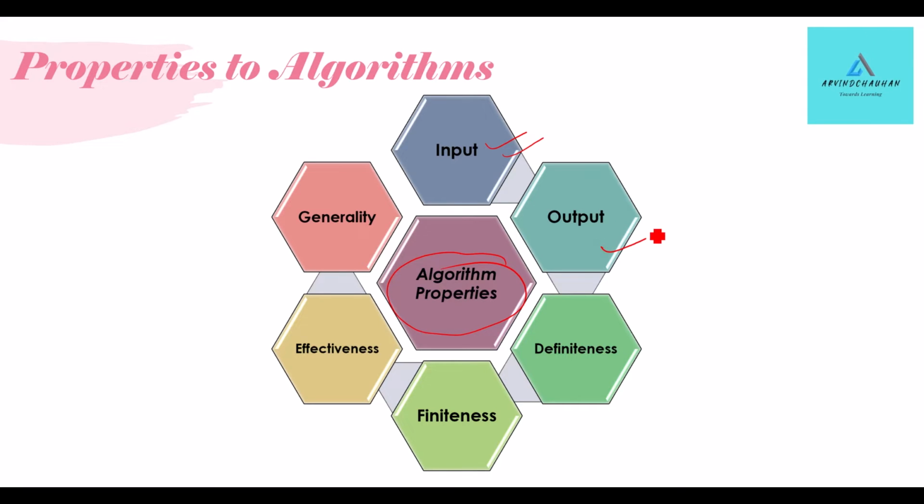The second property is output, right? Output means our algorithm should produce at least one output. In the case of sorting algorithms, we are giving some values as input and we are getting a set of values as output, right? And in the case of linear search, we are giving a set of values as input and we are getting a value as output. The next property is definiteness.